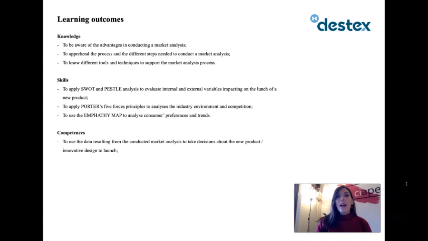Through the OER, I'm going to introduce you to some market analysis techniques with specific tools and templates helping in their application. You will understand the advantages of conducting a market analysis and the different steps to be implemented in order to use the resulting data to take decisions about a new product or innovative design to be launched into the market.